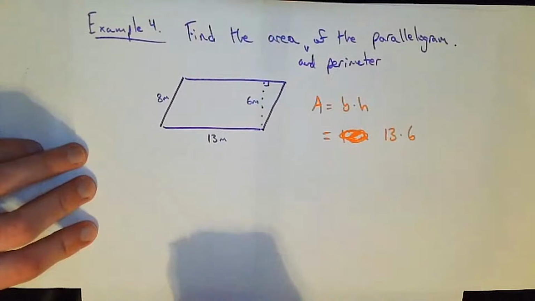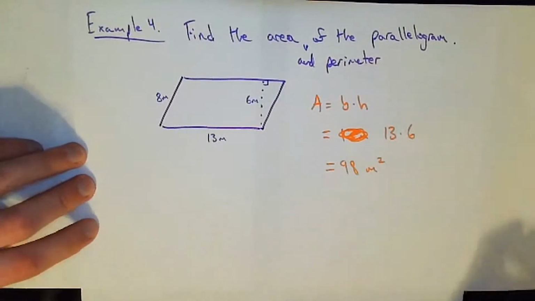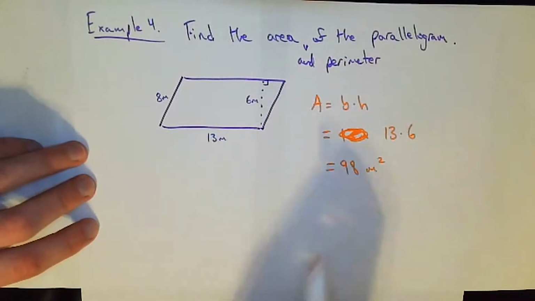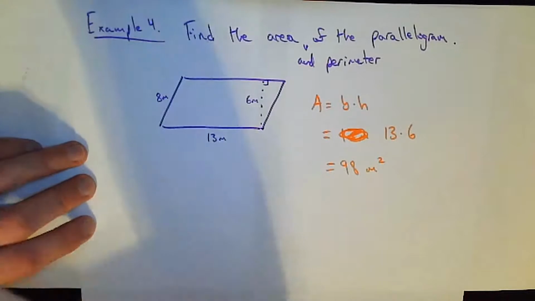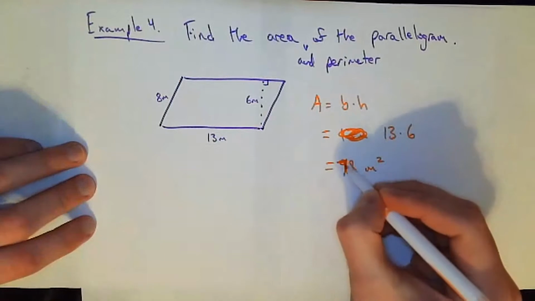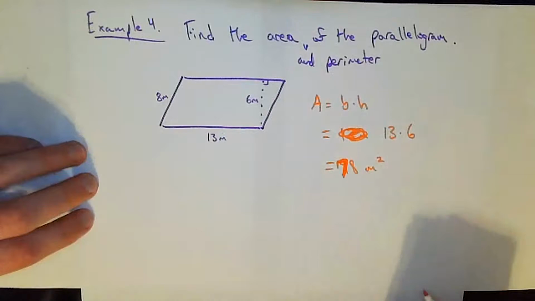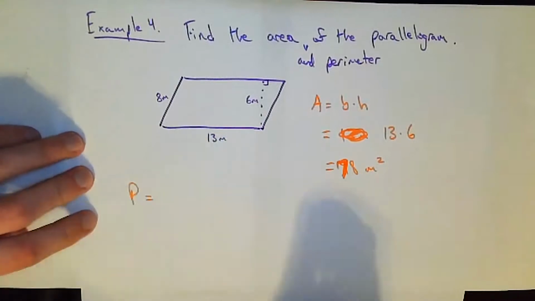13 times 6. So I'm getting 98 meters squared, square meters. The units are meters, so if you multiply them, you get meters squared. That's not right. It's not 98, is it? 78. Sorry, going crazy. 78 meters squared. What about the perimeter?